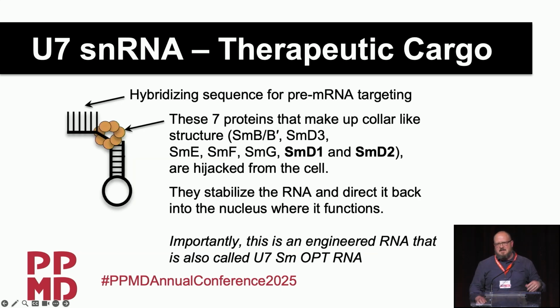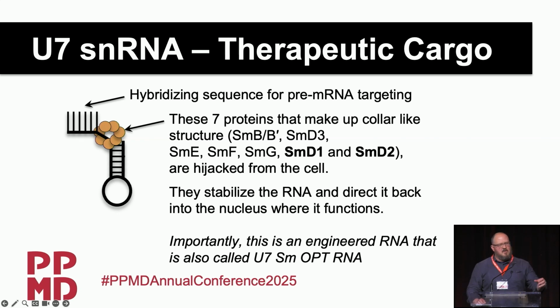It's only when you express that RNA in cells that it actually gets bound up by proteins that are present in the cell. And so you have your hybridizing bit that goes to the specific region of the pre-mRNA, and then that is bound by 7 proteins that form this kind of lariat around the stem. And those 7 proteins are important for stabilizing the RNA and actually delivering it back into the nucleus where it functions and have some function in coordinating the splicing events.